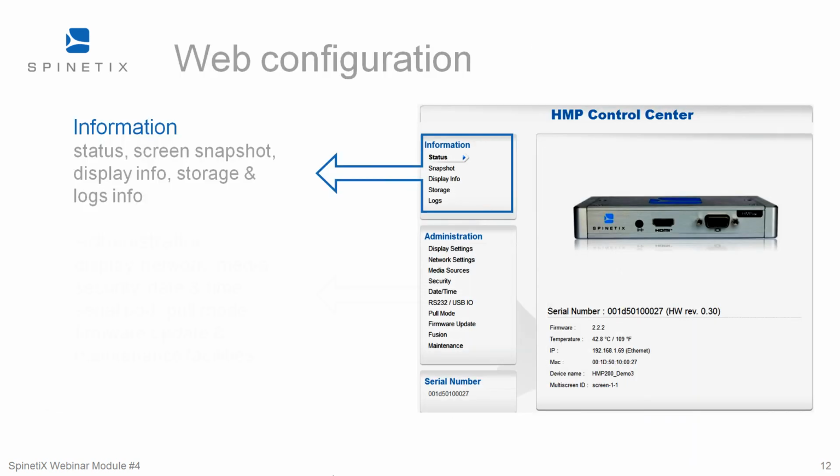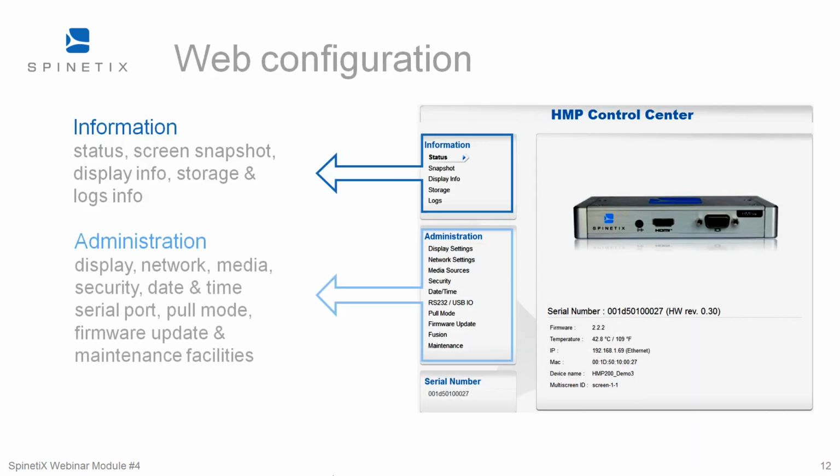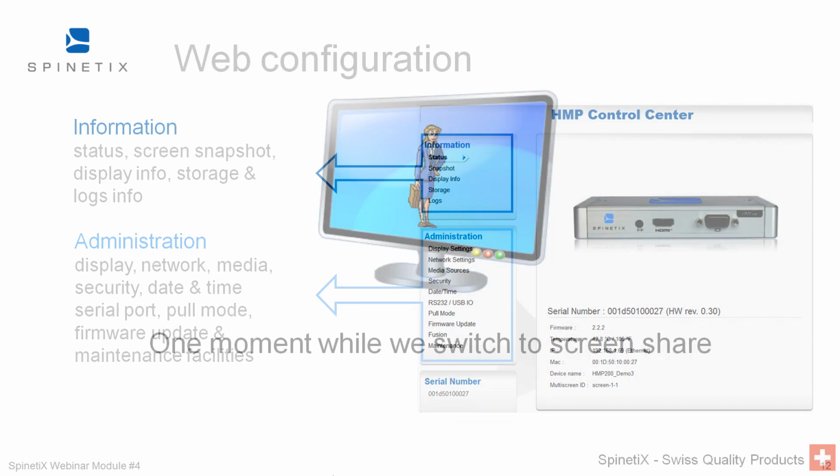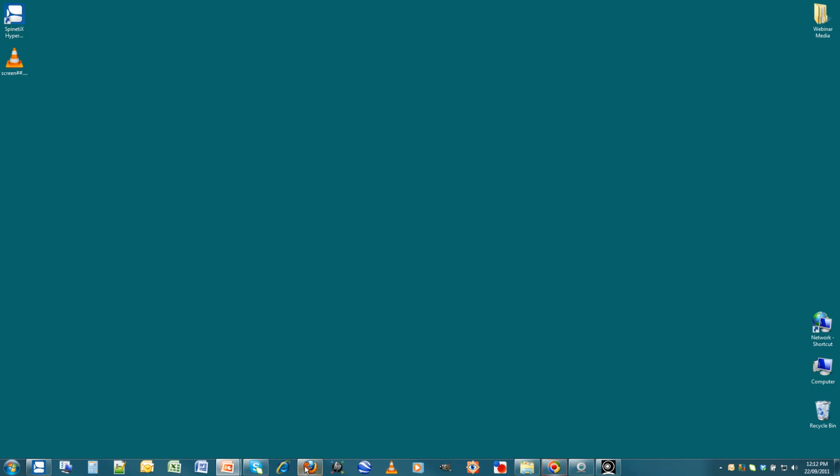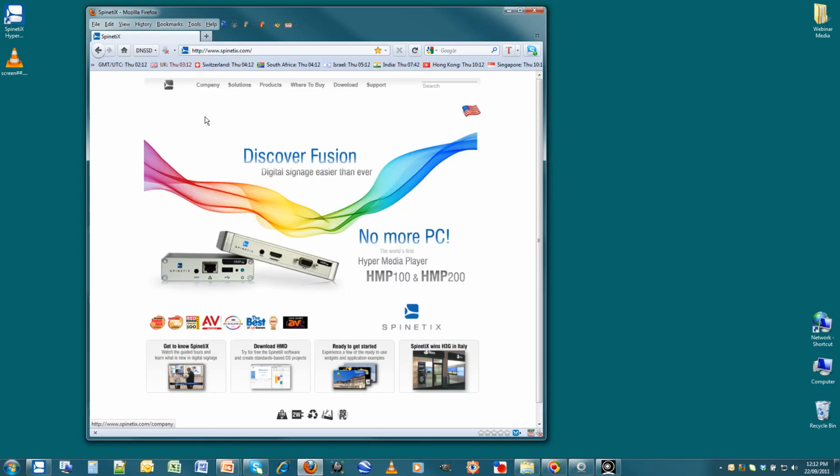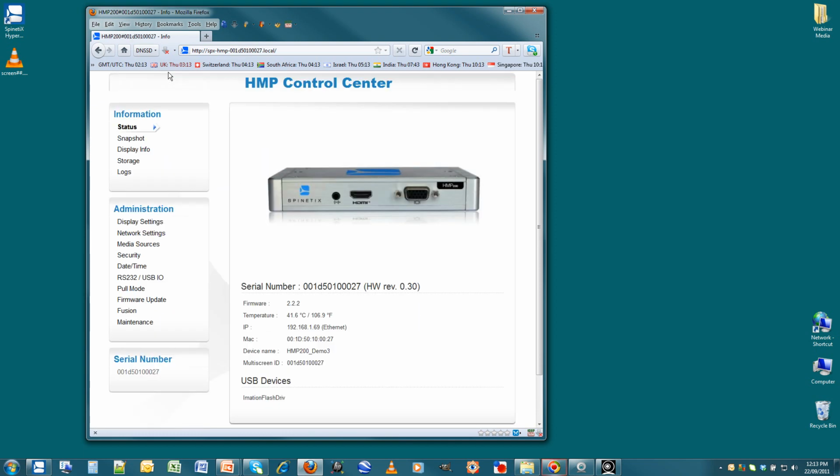Once you're there, you'll notice that the information window will give you the status and information of the device, and then there's the administration area, which will allow you to configure the device and make changes. So we're going to quickly jump through to a player, and the easiest way to do this is by using my DNSSD plugin on Firefox. Just by selecting the device I want to manage, we go through to it. This will automatically connect me to the Control Center interface, which you can see here.